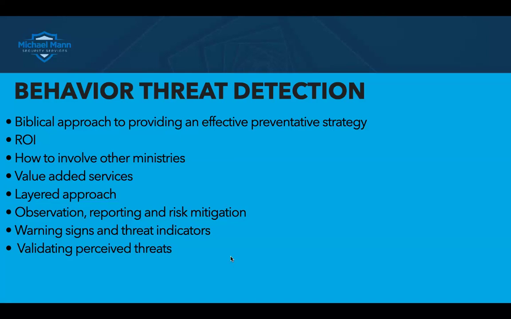So we take a biblical approach to providing an effective security strategy. We teach you how to do it. We show you how to prove or validate and communicate your return on investment. We teach you how to involve other ministries in this. We provide you with a strategy of how to provide value-added services. We teach you the layered approach: observation, reporting, and risk mitigation. We're going to show you what the warning signs are and the threat indicators and how to validate those perceived threats through engagement. And this is in a way that fits in with the mission of the church. This is the preventative strategy.